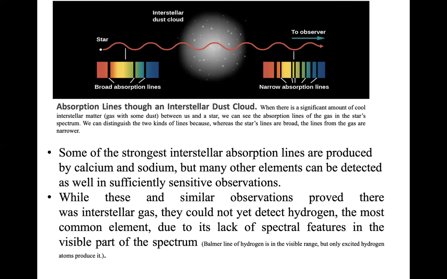Now, as I mentioned in the previous slide, some of the strongest interstellar absorption lines are produced by calcium and sodium, and many other elements can be detected as well in sufficiently sensitive observations. Calcium and sodium lines are in fact very prominent. While these and similar observations proved that there was interstellar gas, they could not yet detect hydrogen, right? The most common element, due to its lack of spectral features.